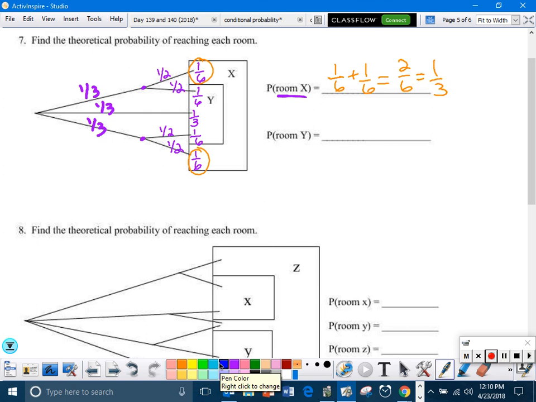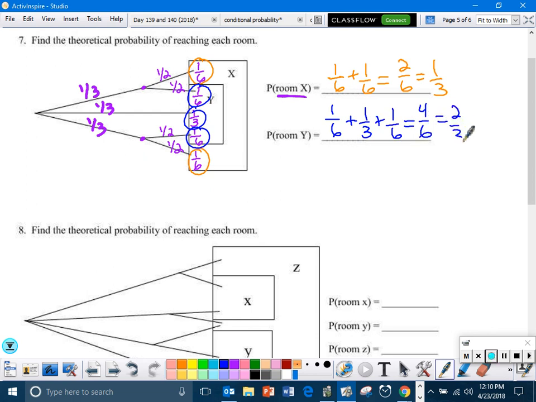Okay, room Y, 1/6 plus 1/3 plus 1/6, okay, which is 4/6, or 2/3. So if you're thinking about the Princess Sophia and the love story, she should hide in room Y. Okay, next one.